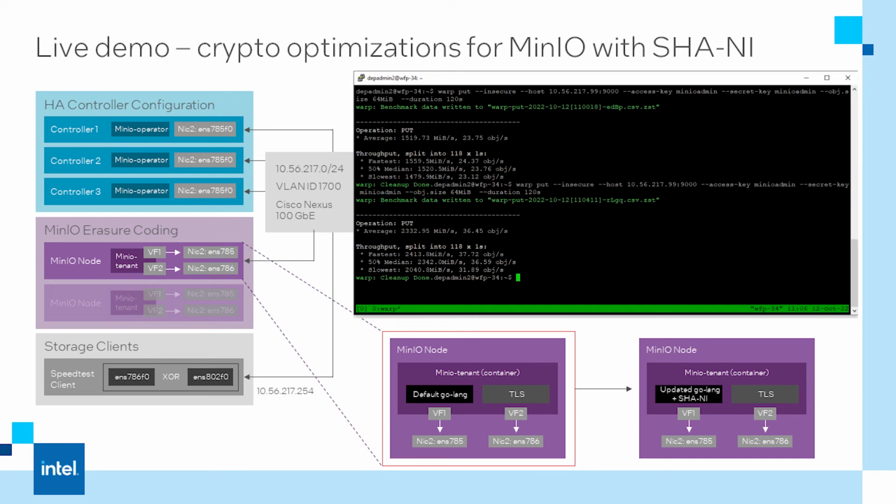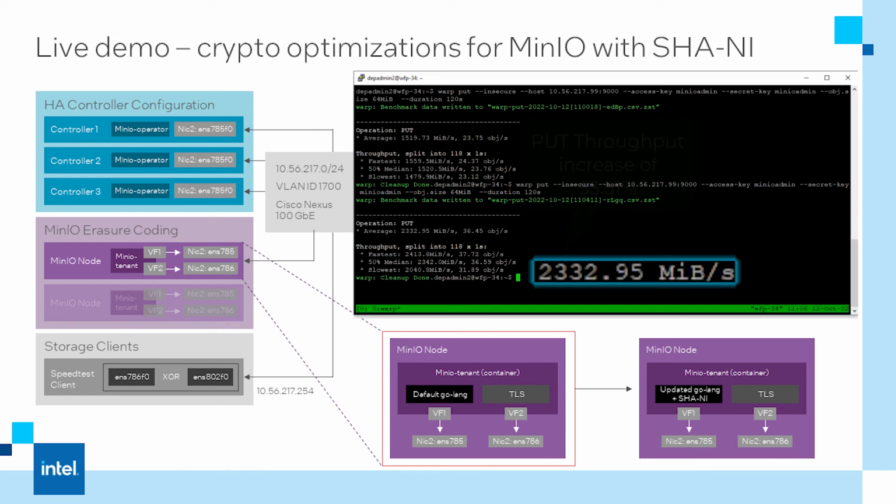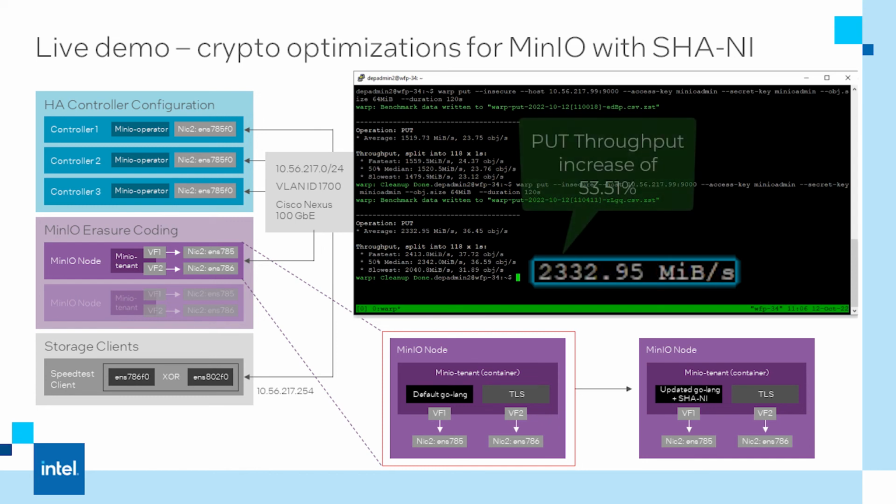In this case, the second part of the demonstration is completed. We're able to reach a put throughput performance of approximately 2300 megabytes per second, and if we do the math, we're able to achieve just over 50% performance improvement.